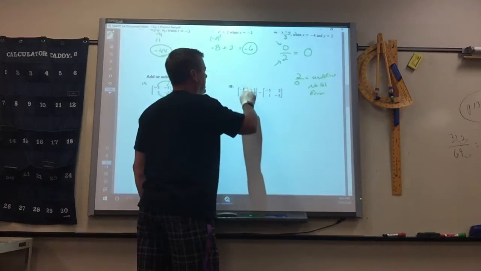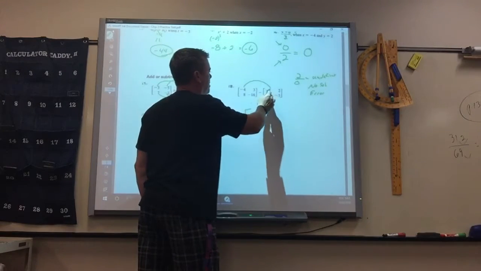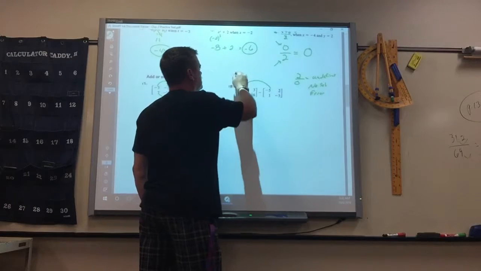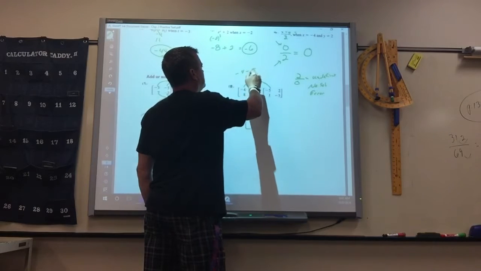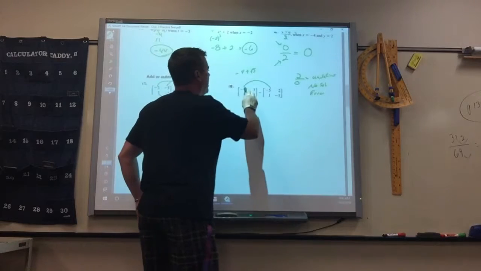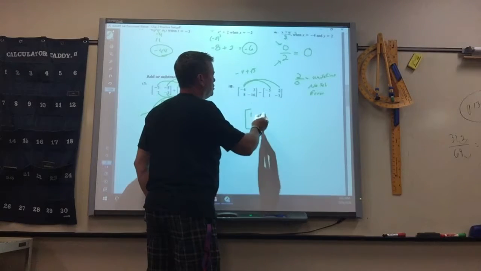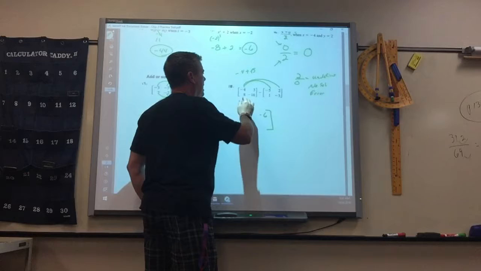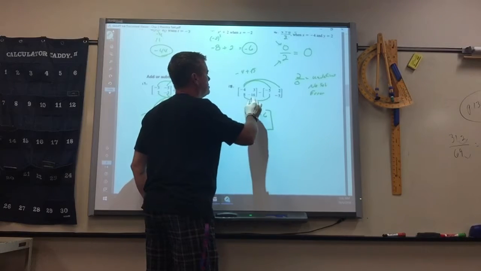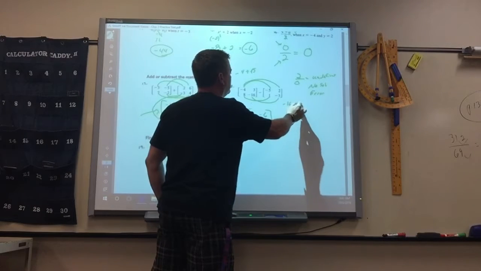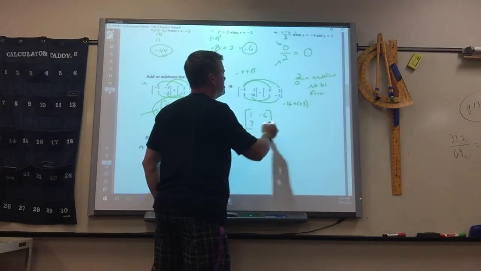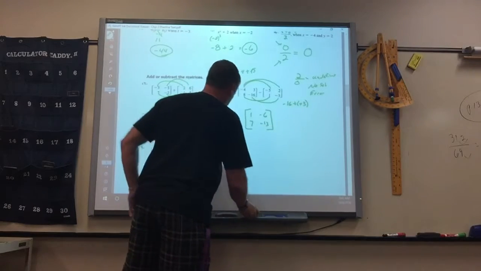Subtraction. Negative 4, take away a negative 5 is 1. Because remember, you got to change the signs. Change the sign, change the sign. Negative 4, take away 2 is negative 6. 8, take away 1 is 7. Negative 16, take away negative 3 is negative 13.